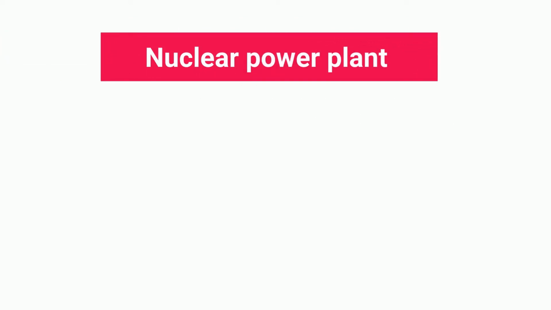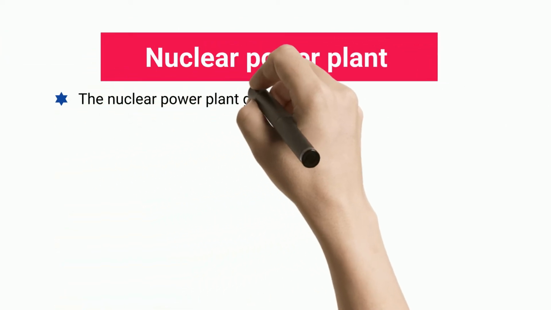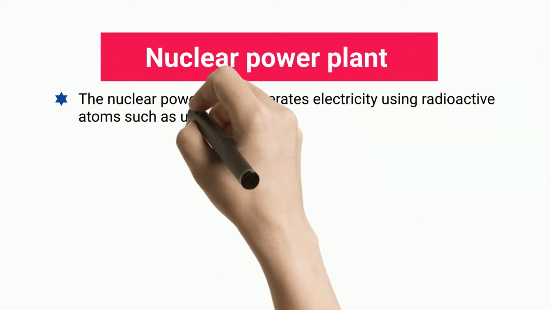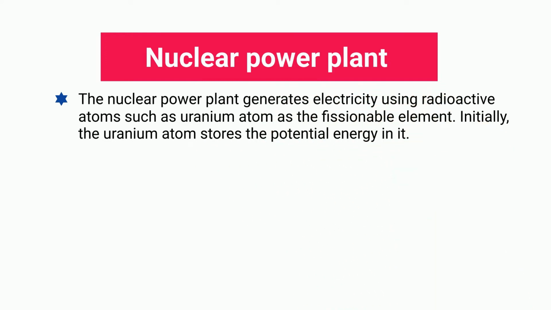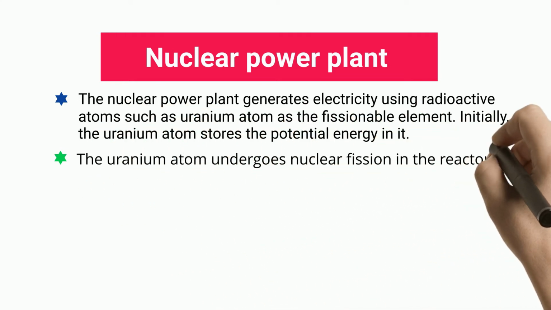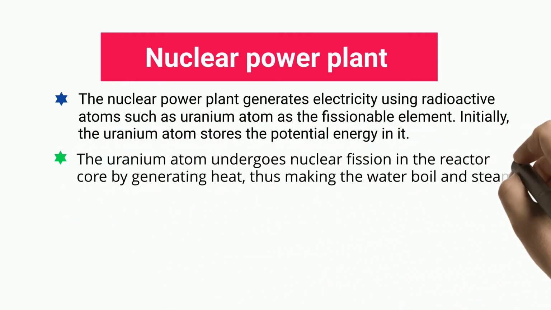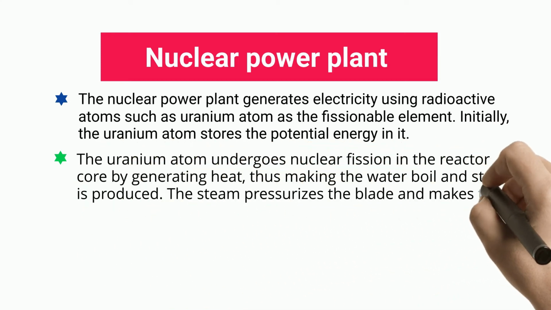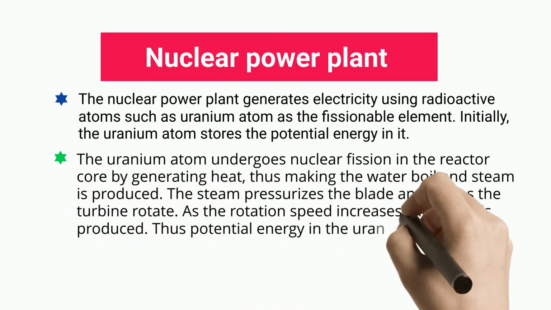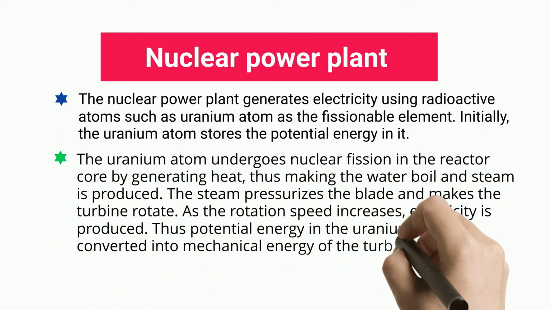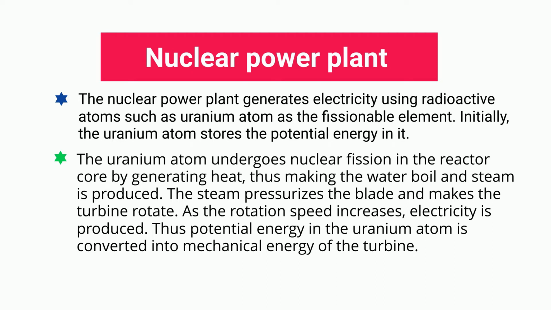Nuclear power plant. The nuclear power plant generates electricity using radioactive atoms such as uranium atom as the fissionable element. Initially, the uranium atom stores the potential energy in it. The uranium atom undergoes nuclear fission in the reactor core by generating heat, thus making the water boil and steam is produced. The steam pressurizes the blade and makes the turbine rotate. As the rotation speed increases, electricity is produced. Thus, potential energy in the uranium atom is converted into mechanical energy of the turbine.